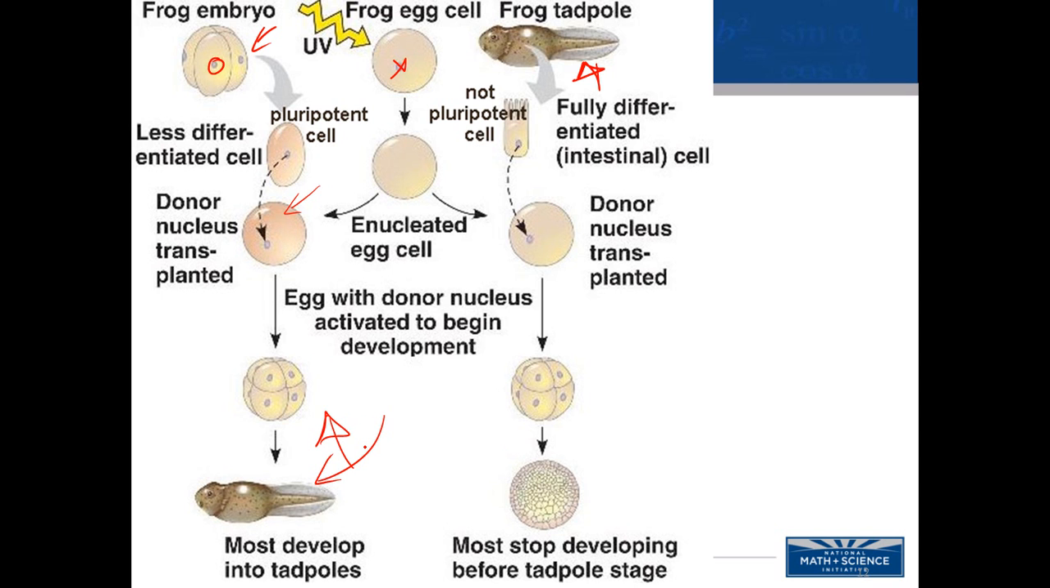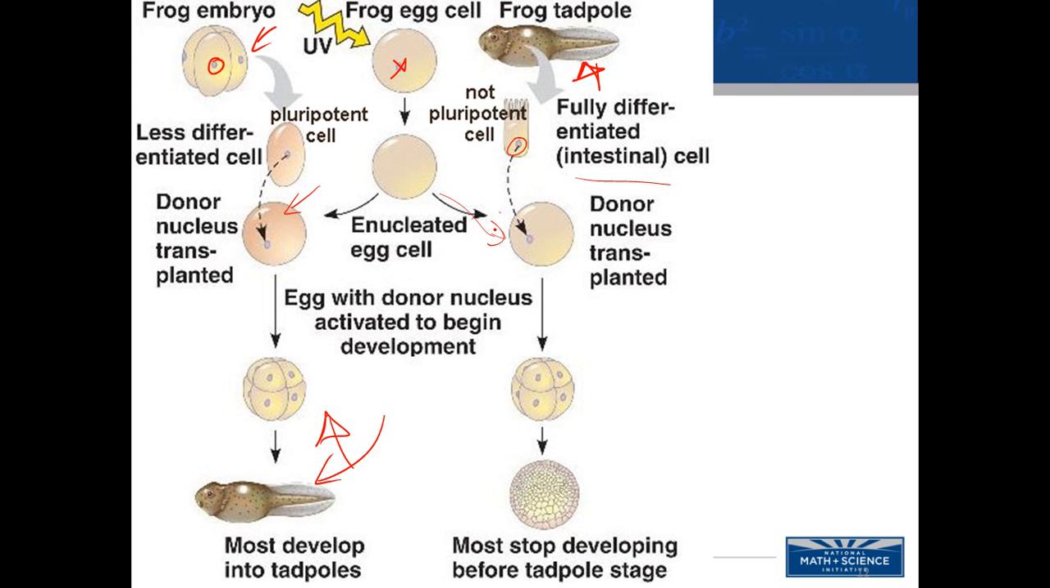Now, over here on the right-hand side, you have a frog tadpole. And what they have done is they have taken out a cell from the intestine, and they have removed the nucleus, and they have put it into an enucleated egg cell, and they have tried to turn around and produce a tadpole.